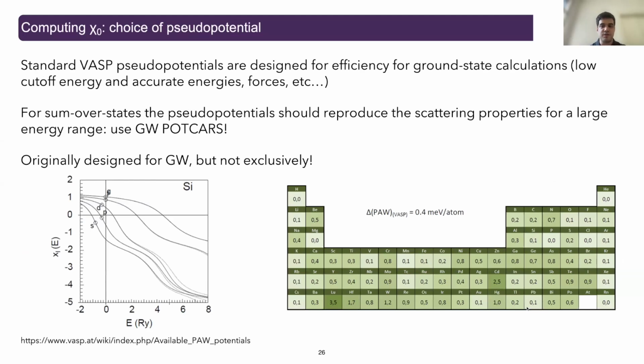Now, regarding the choice of pseudopotentials, you should be using your GW pseudopotentials when computing empty states. This is because these are designed not only for efficient ground state calculations, but they also must reproduce scattering properties at a large range of energies, which is what you're interested in, since the sum over empty states will force you to reach energy levels high above the lowest unoccupied states. You should also know that the GW potentials have a much higher kinetic energy cutoff, and so a larger number of G vectors is going to be used in your calculation.